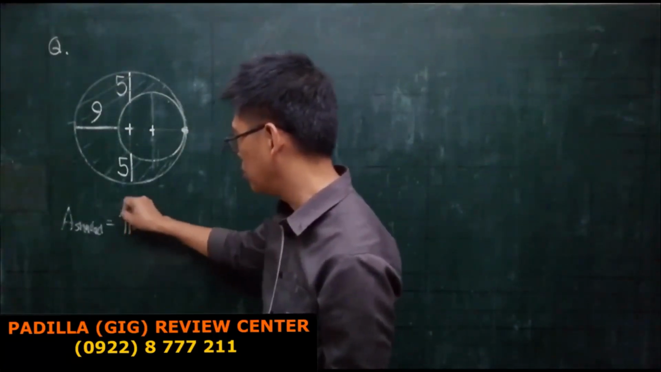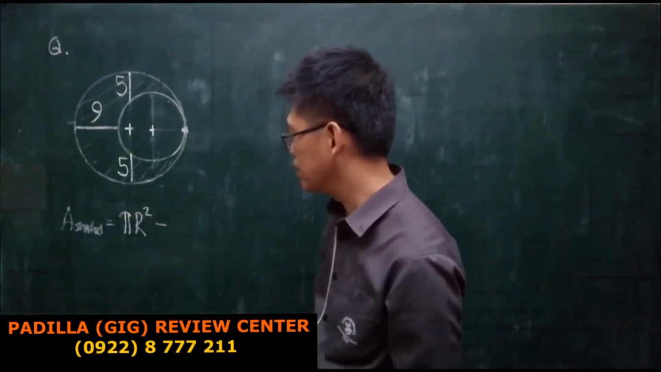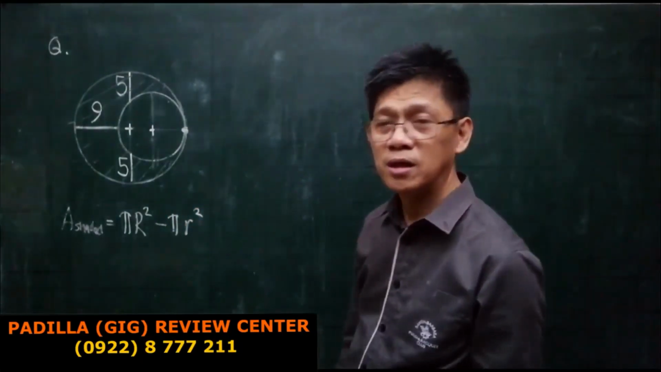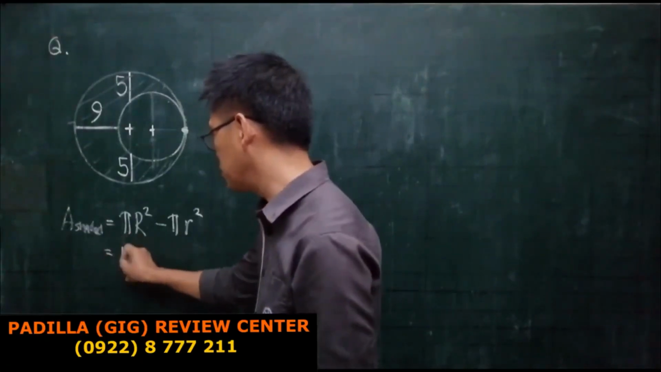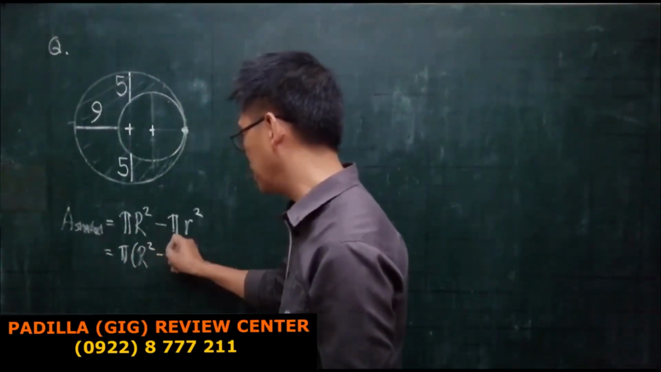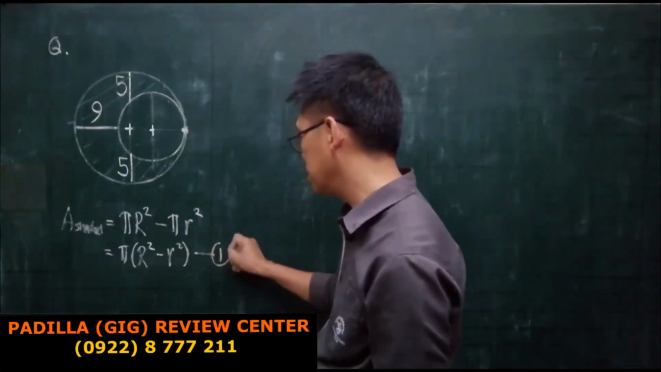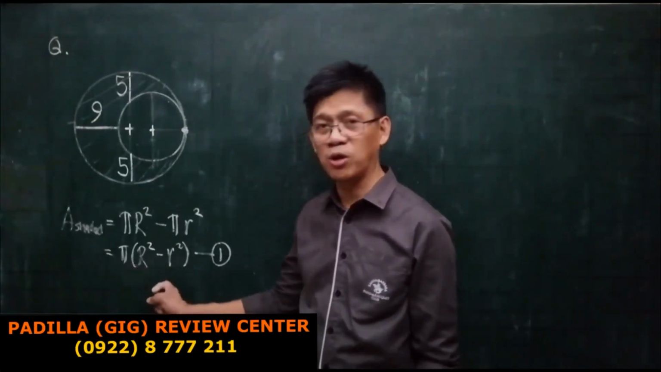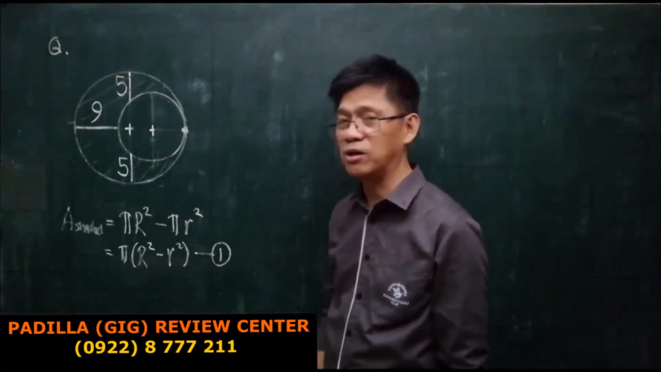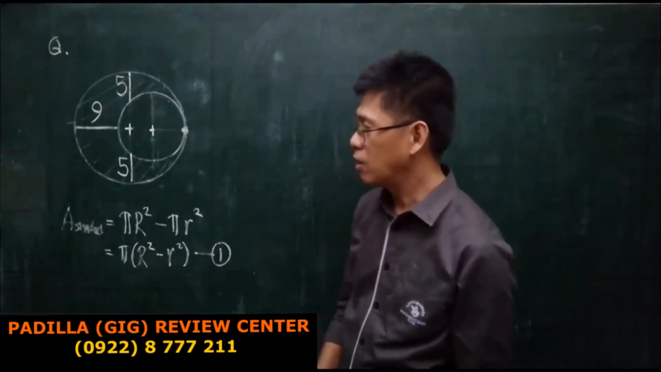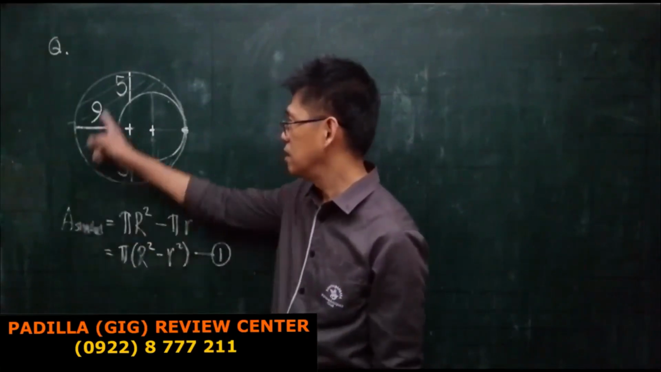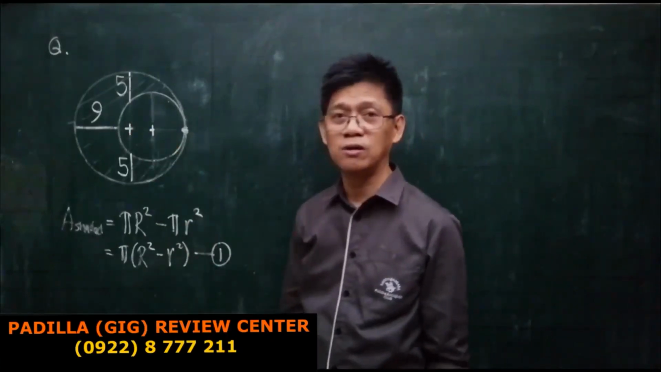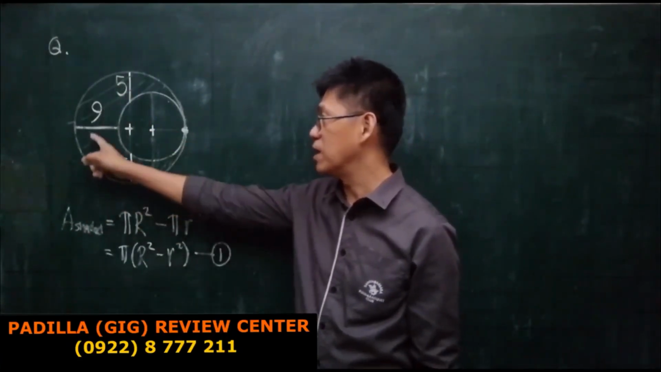area of the big circle, that is pi R squared, minus the area of the small circle, pi small r squared. If we factor out pi here, this would be R squared minus small r squared. Let me call this equation 1. To solve the area of the shaded region, we need R, we need small r, or we need at least R squared minus small r squared. Now, according to this problem as per given, the two diameters were cut by the small circle and form segments that are 5, 5, and 9.